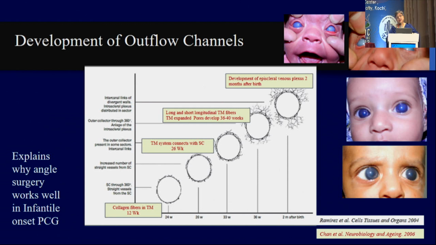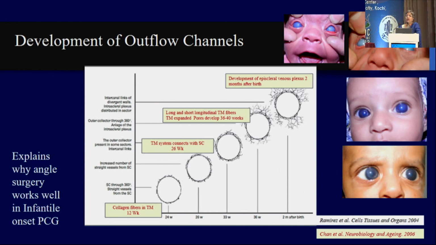The other clinical correlate of this is why in neonatal onset glaucoma, if you just do a goniotomy, it doesn't work too well. Now, that's easy to understand if you look at development. They don't work too well because the outflow channels haven't developed. So, there's no point in just taking out trabecular or dysgenetic trabecular tissue. If they don't have a channel to move out, they're not going to work too well.